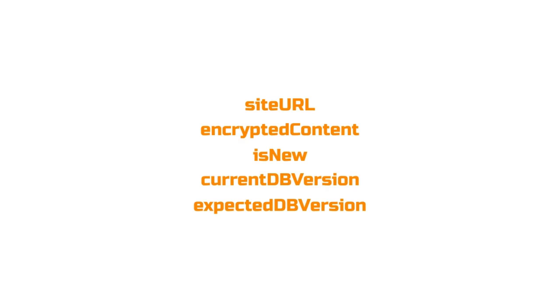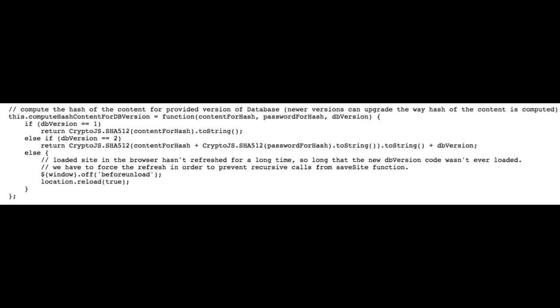Earlier I told you that we will be talking about two parameters later, namely current DB version and expected DB version. In the part of the code where the init hash content value is calculated, there is an if-else statement which I didn't pay attention to. It says that if db version equal to 1, it calculates the hash value with the SHA-512, and the parameters required for this function are just content for hash, which is the text saved on the site. So in this case, clearly the vulnerability that we thought exists actually exists. It's true that the vulnerability exists.